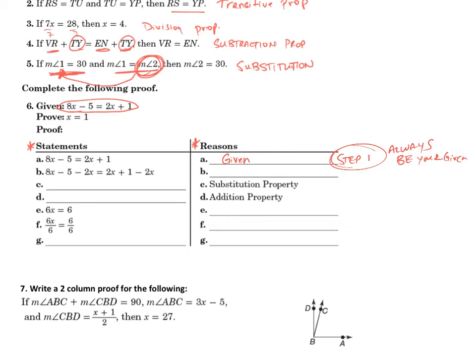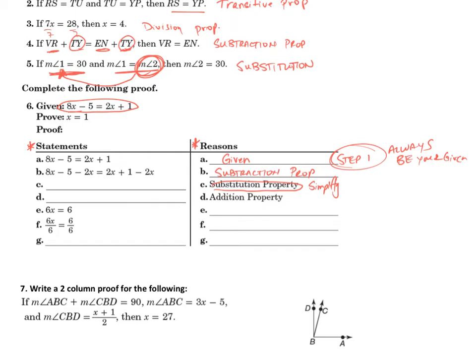Now look at what I did here. 8x minus 5 minus 2x equals 2x plus 1 minus 2x. This was the subtraction property. I subtracted 2x from each side. Now, they're saying substitution here. You could just say simplify. I will let you get away with just saying simplify in my class.